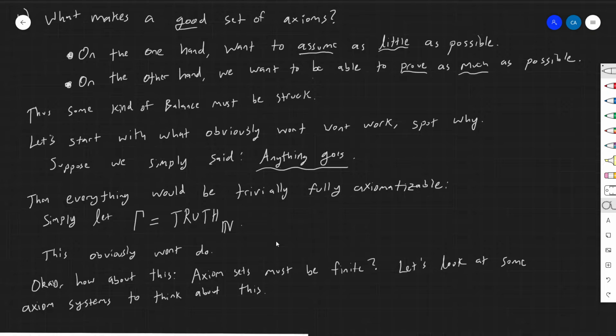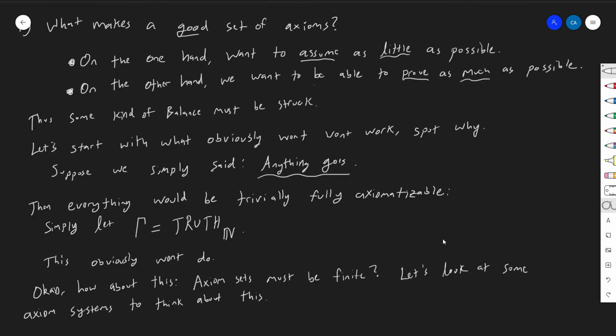So let's look at the next naive question, which is to go extreme in the other direction. What if we said that axiom sets had to be finite? You're not allowed to have infinite sets of axioms. That makes sense given what I just said, right?